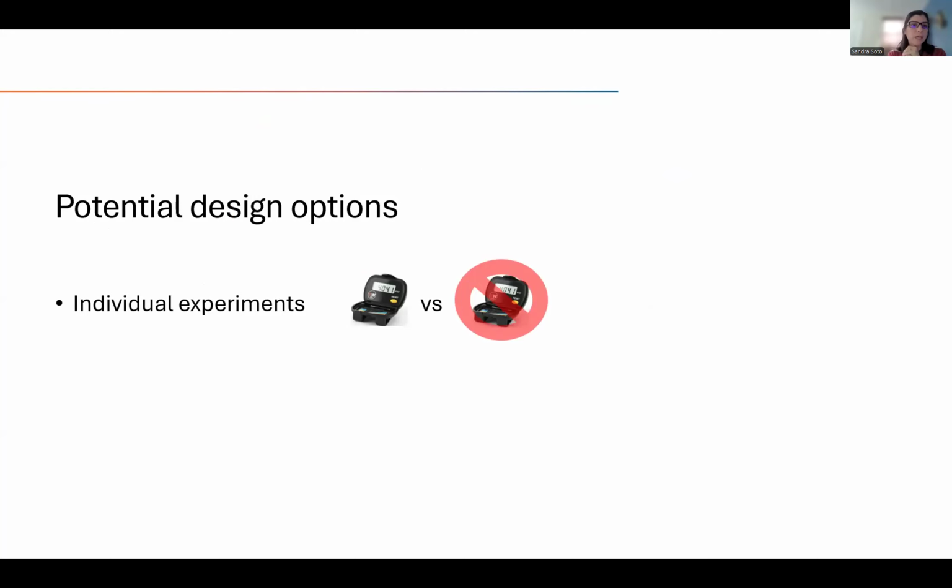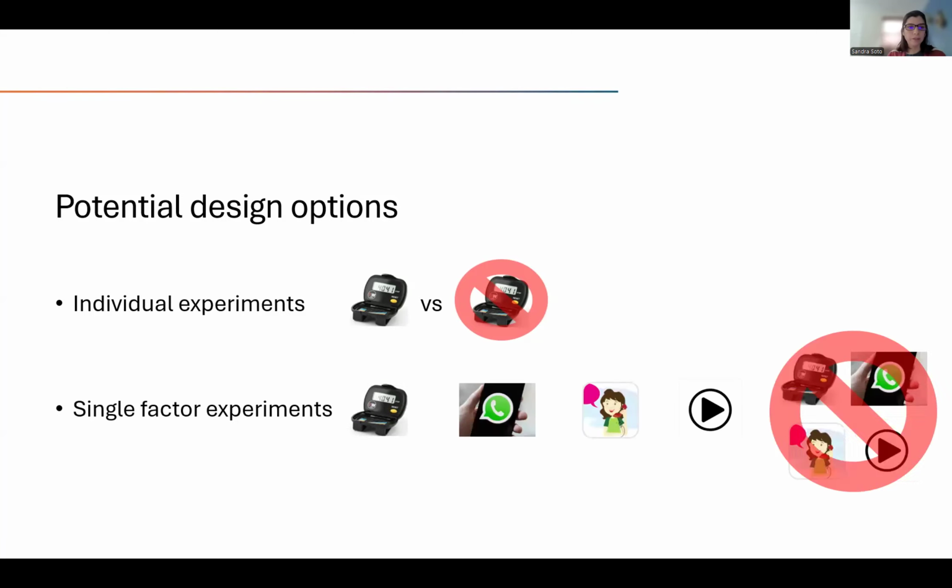So one could be you would test these components individually in individual experiments. So you would recruit a pool of participants and you would give half the pedometer and the other half no pedometer. And then you would recruit a whole other batch of participants and you would give half the WhatsApp and the other half no WhatsApp and so on. That's one option. Another option would be the single factor experiment. So you would recruit a whole pool of participants, but then have subgroups. So one subgroup receives the pedometer, one subgroup would receive WhatsApp, one the promotora, one the habit formation videos, and then you would have one subgroup that receives nothing. So that's an all-in-one experiment.